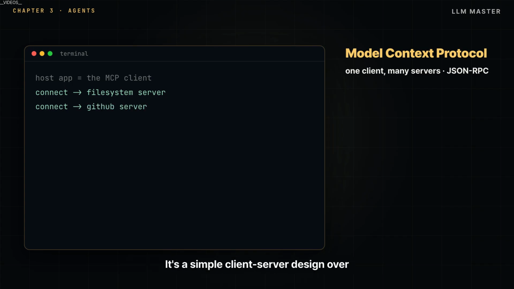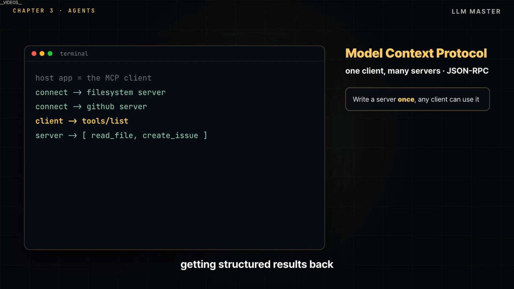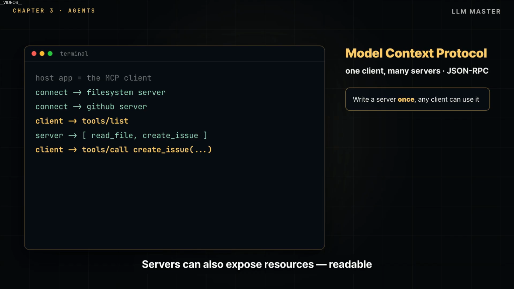It's a simple client-server design over JSON-RPC. Your host application is the MCP client. Each capability, a file system, a code repo, a ticketing system, is exposed by an MCP server. The client asks a server what it offers with a tools/list call. The server answers with typed tool definitions, and the client invokes them with tools/call, getting structured results back. Servers can also expose resources, readable context like files or records, and prompts, reusable templates.